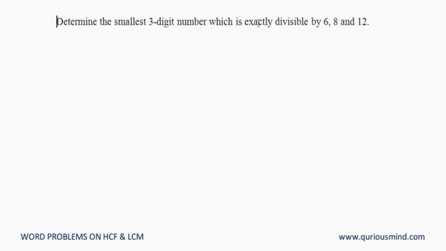Determine the smallest 3-digit number which is exactly divisible by 6, 8 and 12. Now in this case, what it says is exactly divisible by. What does it mean? Which are the numbers which are exactly divisible by 6? They are 6, 8, 12. So what we are looking at is multiples.